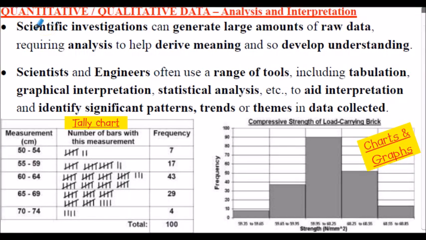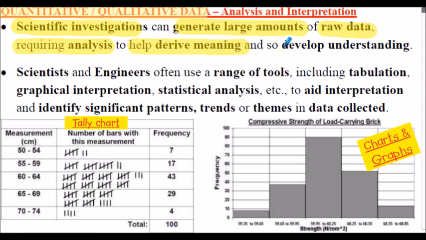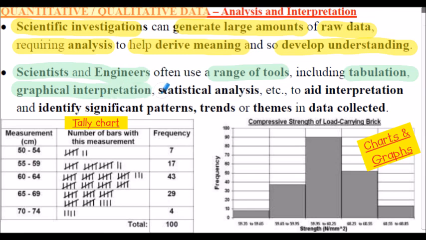Let's initially consider a brief overview of quantitative and qualitative data. Scientific investigations can generate large amounts of what's termed raw data. Such data requires analysis to help derive meaning and so develop understanding. Scientists and engineers often use a range of tools, including tabulation, graphical interpretation, statistical analysis, etc., to aid interpretation and identify significant patterns, trends, or themes occurring in data collected.